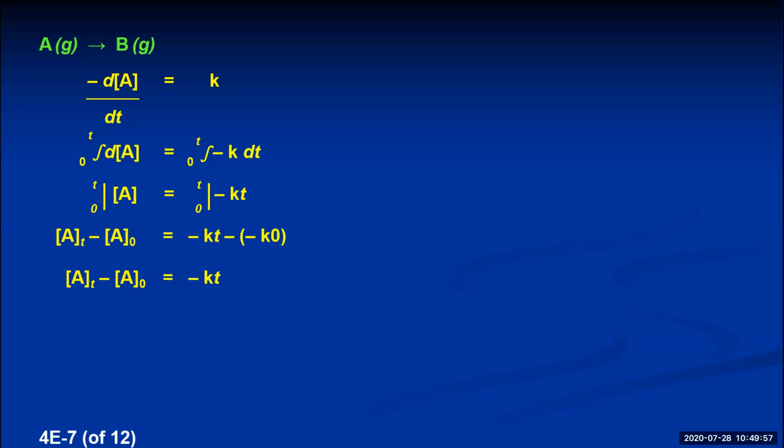If I add the initial concentration of A to both sides of the equation, I have this relationship, which is the equality statement we started the lecture with. Concentration of A at time t is going to equal negative kt plus the initial concentration of A. So this is an equality statement that's always going to be true for zero order kinetics.